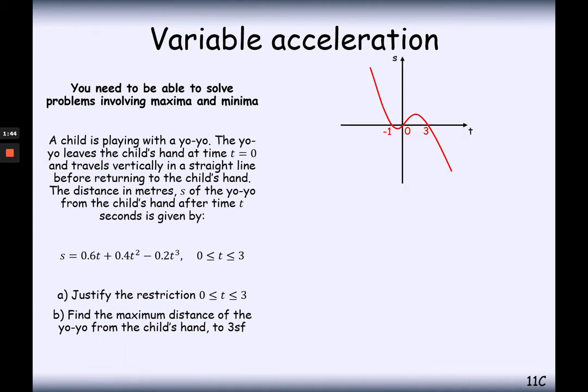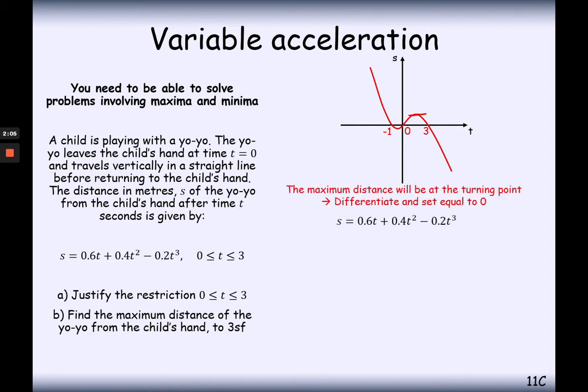Okay, next one, to find the maximum distance from his hand. This is where we're going to use our differentiation. So we need to find the maximum point here, and we do that by finding the velocity. And obviously when it's at its maximum distance, the velocity is going to be 0. So if we start off with our displacement formula and differentiate it and set it equal to 0, then we can work out the value of t.